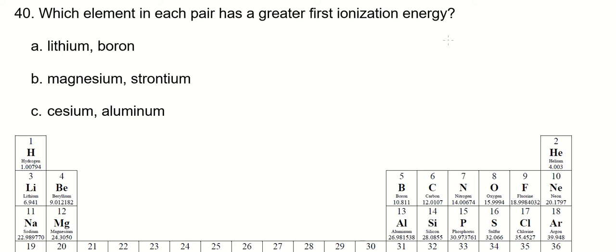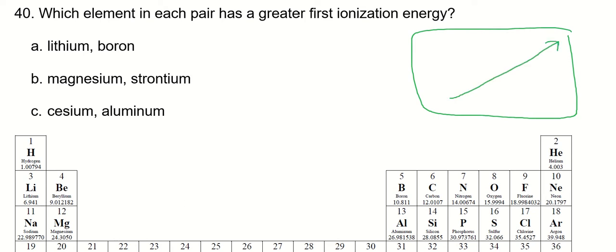Which element in each pair has the greater first ionization energy? Ionization energy is the energy required to remove the outermost electron in an atom or an ion in the gaseous state. And the first ionization energy refers to the energy required to remove the outermost first electron. So the general trend on the periodic table is as you go up and to the right, atoms require more energy to remove those outermost electrons. They're just bound more. They're more attracted to the nucleus of the atom.